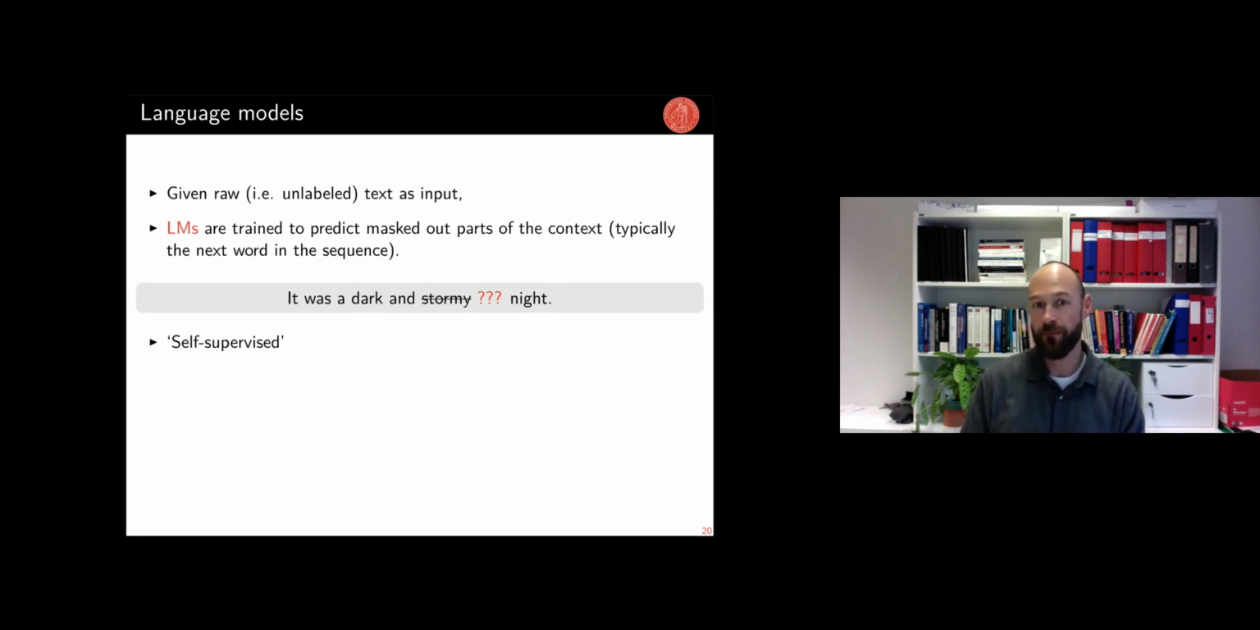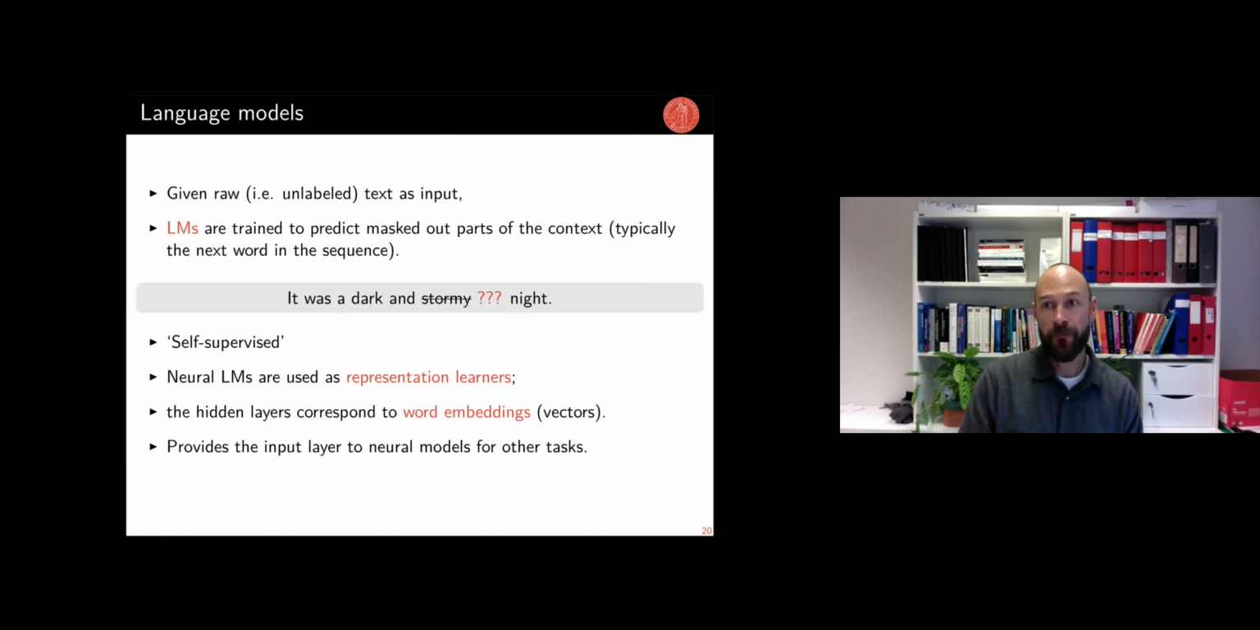And these models are sometimes called self-supervised because in a sense they fall somewhere between unsupervised and supervised modeling. There are no explicit manually added labels, but at the same time it is still supervised learning in the sense that the model is supervised by just the observations that we have in the raw data, the word stormy in this case.